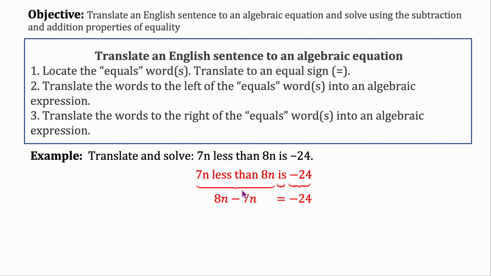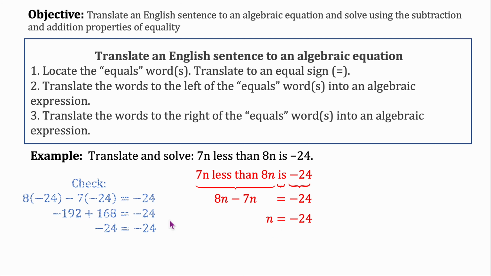So 8n comes first in this less than. Think, if I have $2 less than 100, that it's 100 minus 2. So switch those around. So we've got 8n minus 7n is equal to, there's your equal sign spot, negative 24. So our number that we're looking for, because 8n minus 7n is 1n, it perfectly solves that for us. So n is negative 24.